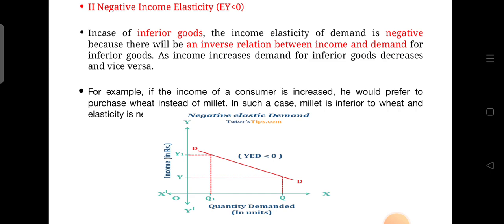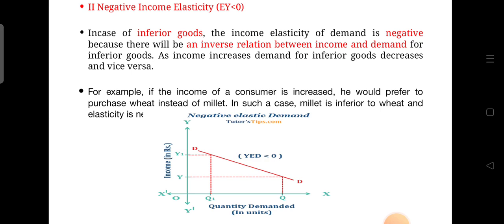The next one is negative income elasticity of demand, where EY takes a value less than 0. In the case of inferior goods, the income elasticity of demand is negative because there is an inverse relationship between income and demand for inferior goods. As income increases, demand for inferior goods decreases, and vice versa. For example, if the income of a consumer is increased, he would prefer to purchase wheat instead of millet.